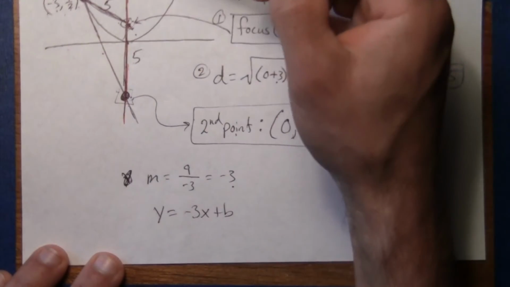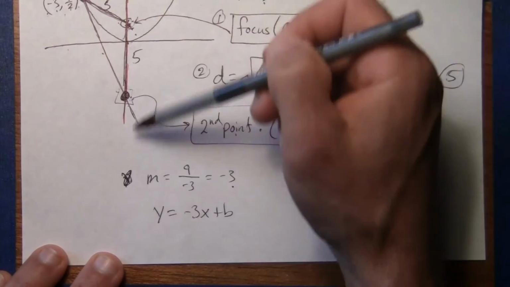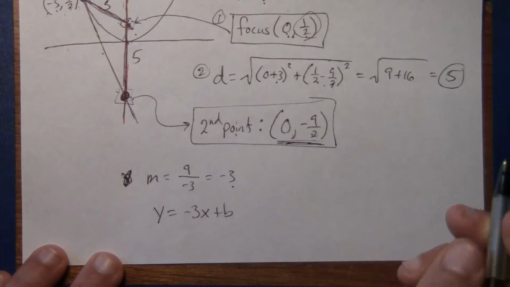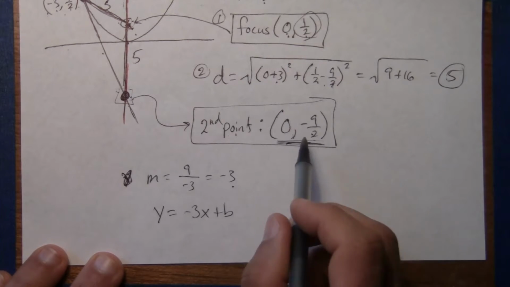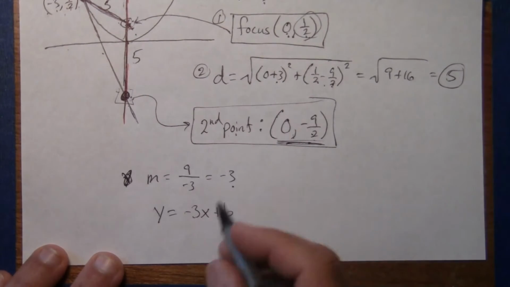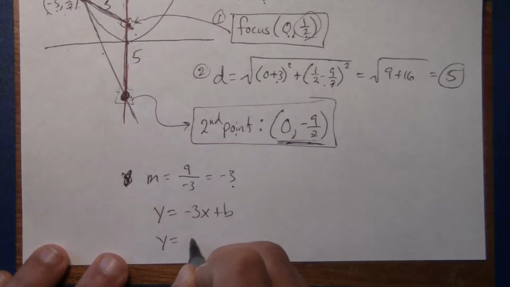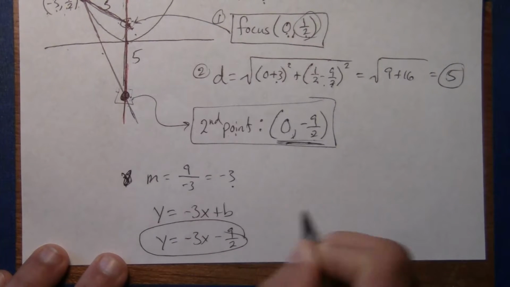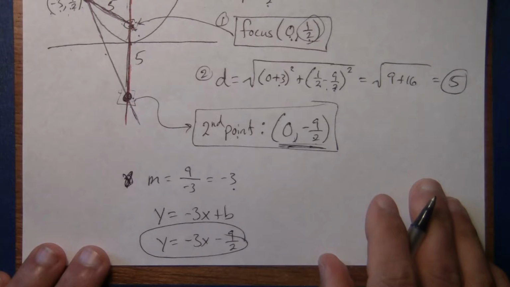Now we get lucky. The axis of symmetry is running right on the y-axis, which means that actually is the y-intercept. So I really don't have any work to show. Otherwise, plug in a point and solve for b. But your equation would be y equals negative 3x minus 9/2.